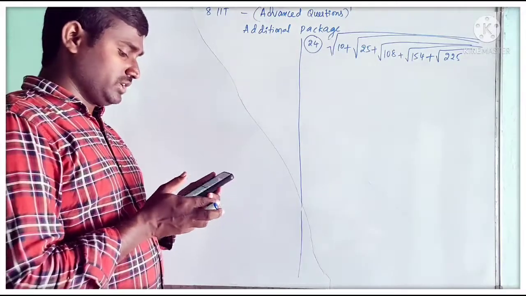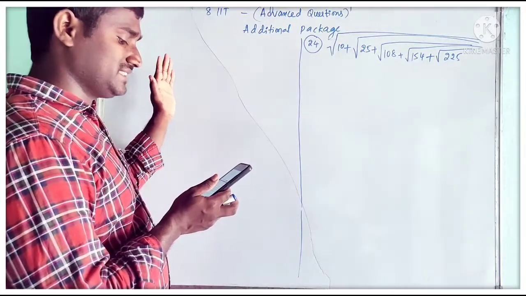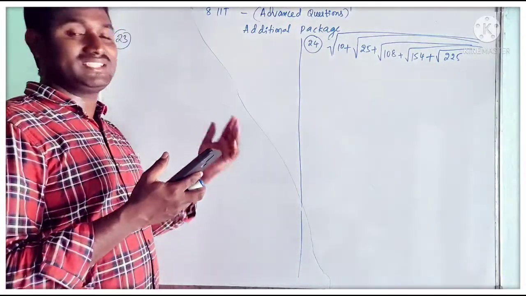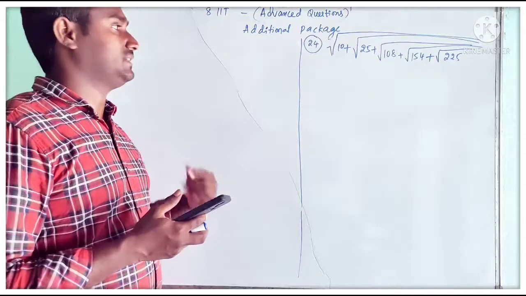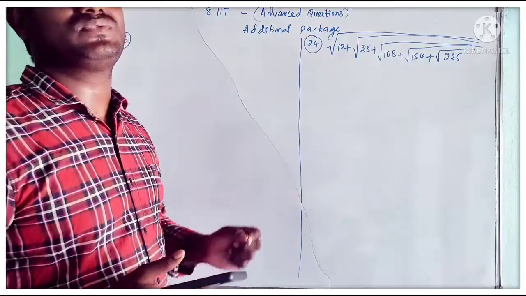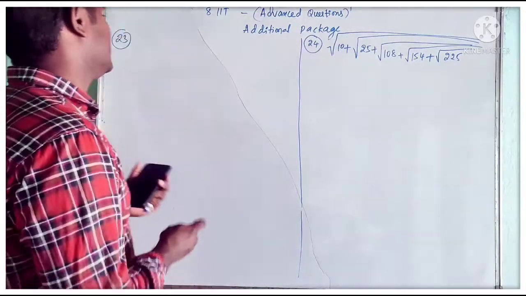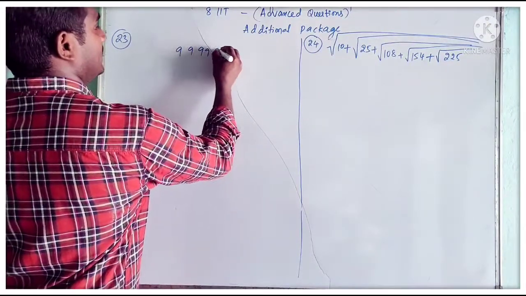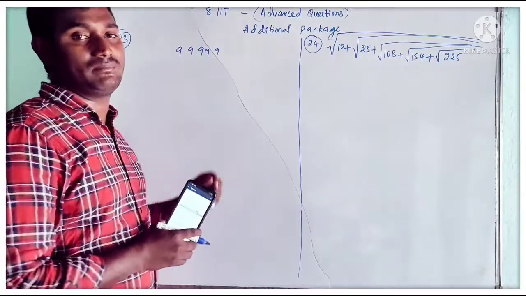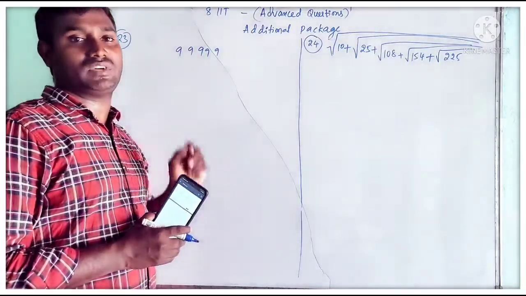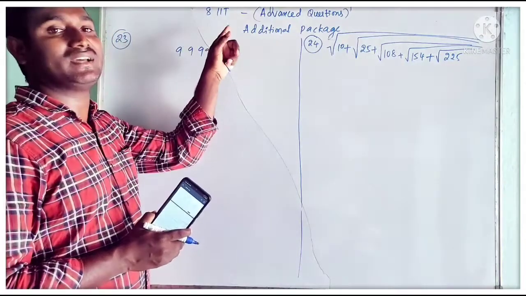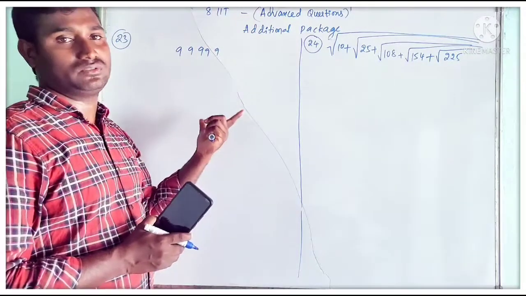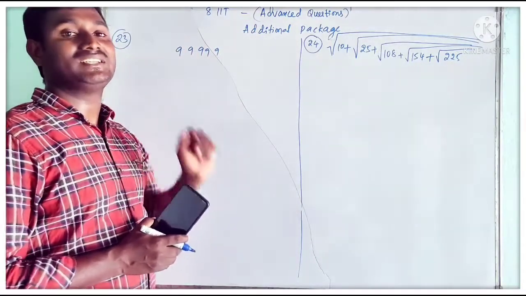Find the greatest number of 5 digits which is a perfect square. We need to find the largest 5-digit perfect square number. We know that 99,999 is the greatest 5-digit number, but this is not a perfect square. Do you have any other 5-digit number greater than this? No. The next number, 1 lakh, is a 6-digit number.